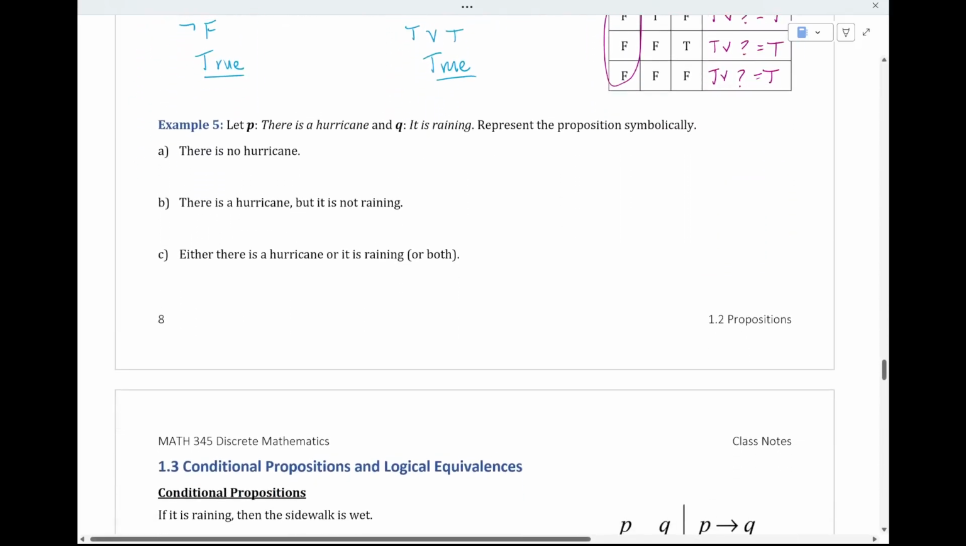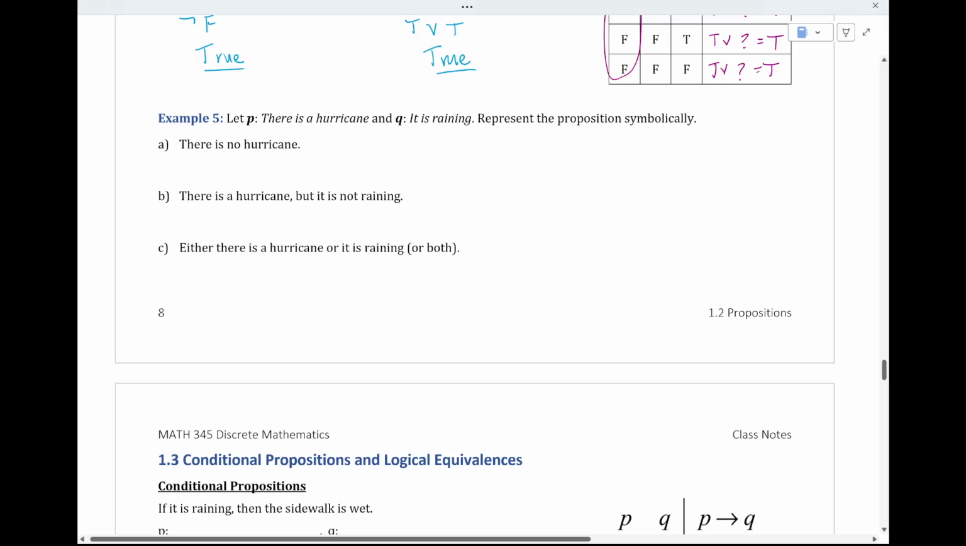Next up, I have each proposition with words, and I want to represent that proposition using symbols. Here, P is there is a hurricane, and Q is it is raining. Represent this proposition symbolically. There is no hurricane. I'm looking at hurricanes, so that's proposition P. There is no hurricane is going to be not P. In B, there is a hurricane, but it is not raining. So there is a hurricane. This word but, another way that I can write that is and. So there is a hurricane, but, or and, it is not raining, not Q.